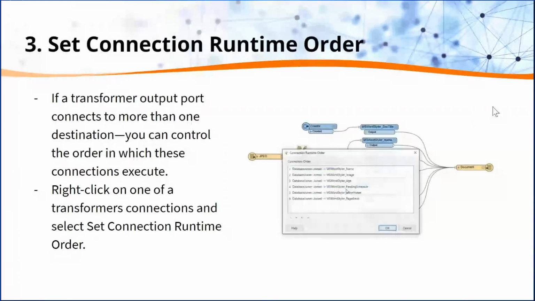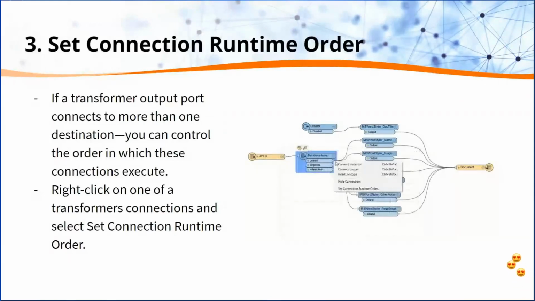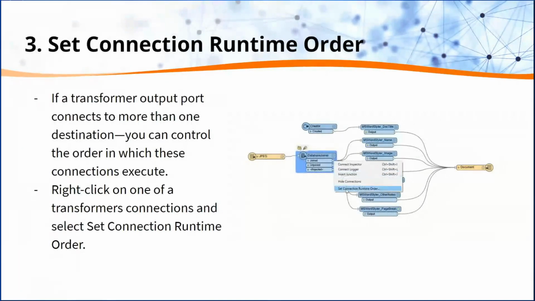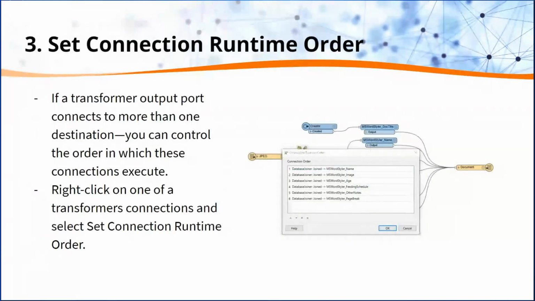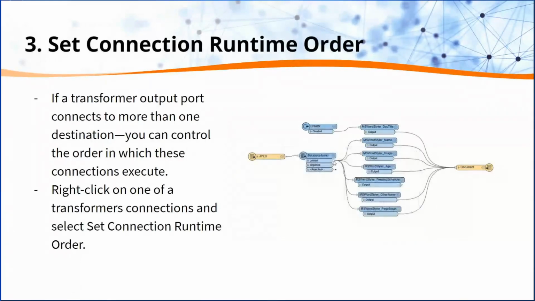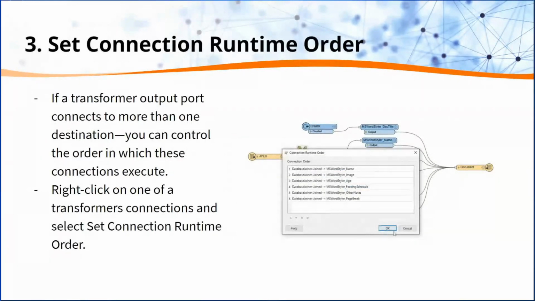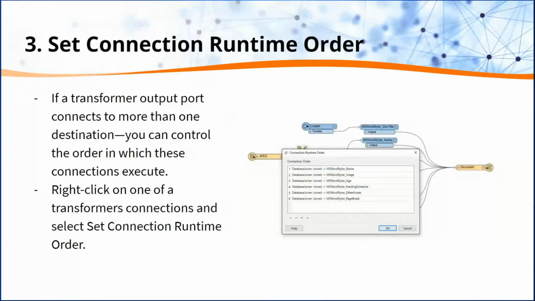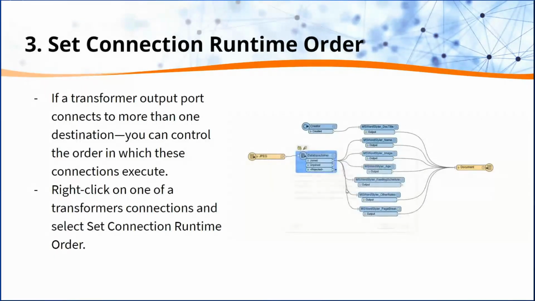Lastly, if a transformer output port connects to more than one destination, you can control the connection runtime order. In this case, which is our last demo, our database joiner is connected to multiple MS Word stylers, so we were able to set connection runtime order by right-clicking on the database joiner output port. I think you can right-click on just about any output port and then just use the arrows to sort to the desired execution order.